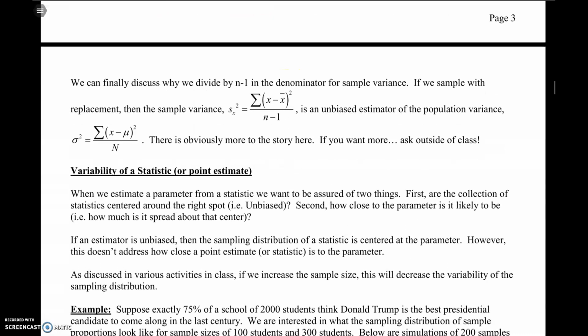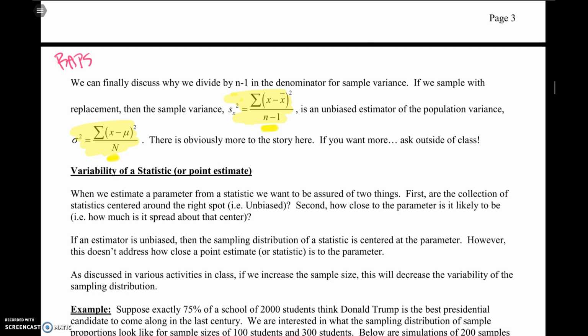So this is a little bit BAPS, beyond AP statistics here. But we can finally discuss why we divide by n-1 in the denominator for sample variance. If we sample with replacement, then the sample variance, this formula here, is an unbiased estimator of the population variance, this formula here. So in this one we don't divide by n-1, so that's the population. We do divide by n-1, that's the sample.